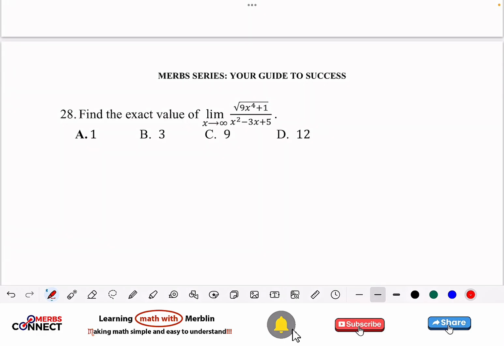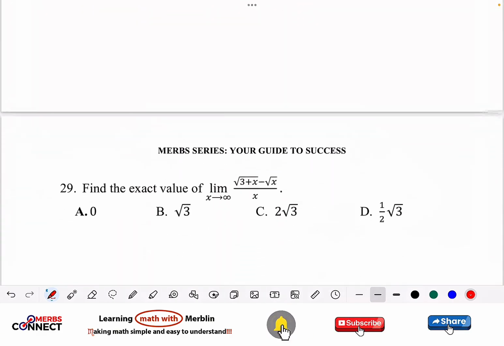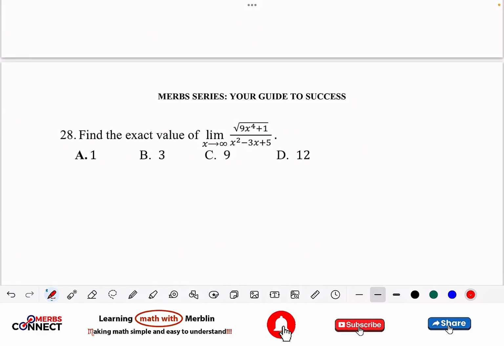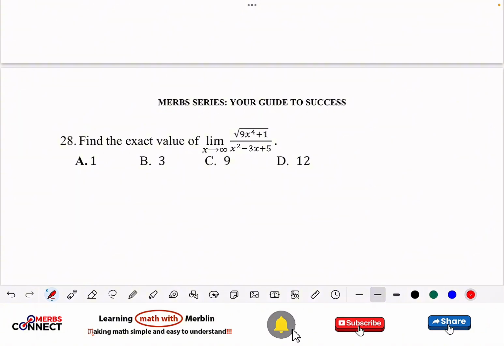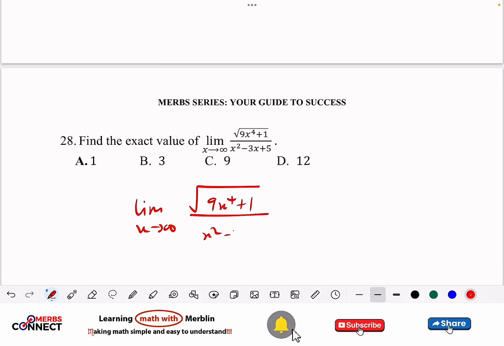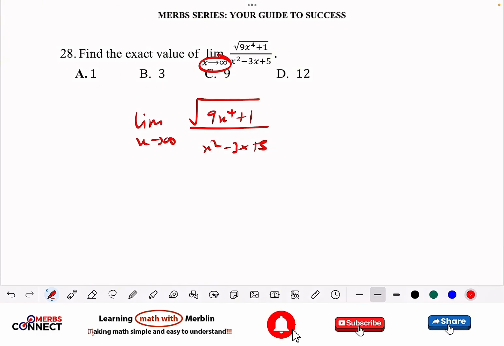Now let's look at this. I think, okay, that's not the last question. Let's look at this. Okay, so let's do that. Limit x is approaching infinity, square root of 9x squared plus 1 divided by x squared minus 3x plus 5. Don't forget x is approaching infinity. So I'm going to pick the one that dominates.